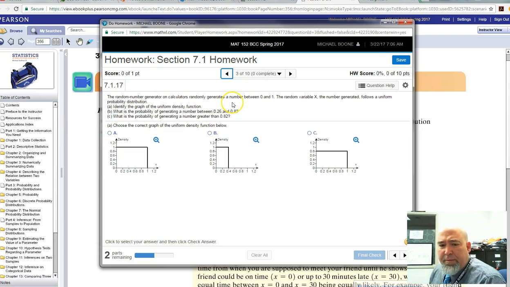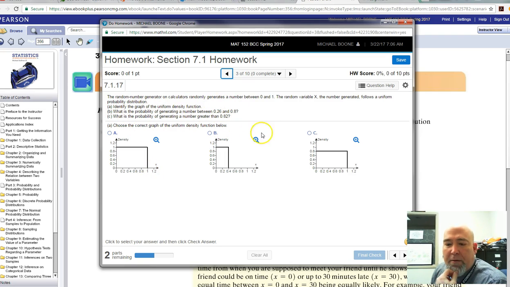So in number 3, it says the random number generator in calculators randomly generates a number between 0 and 1. So the random variable x, the number generated, follows a uniform probability distribution. That's because each number has an equivalent chance of being picked. So that's why we have a uniform distribution. Getting something between 0 and 0.2 has the same probability as getting something between 0.8 and 1.